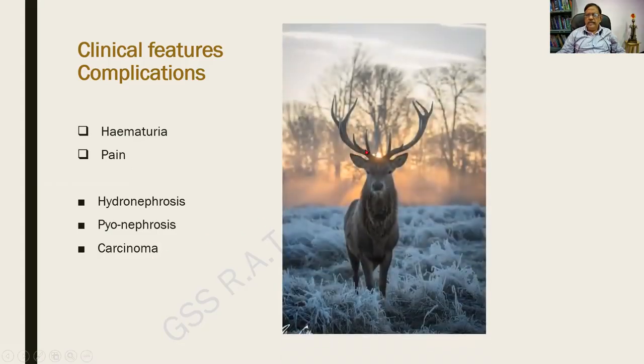And this is the typical staghorn. Stag is a deer as such, and this is a horn of it. You find that it is branching, exactly fitting into the pelvicalyceal system. So it is a kind of cast that is formed whenever there is stagnation and infection. The type of stone is called a struvite stone or magnesium ammonium phosphate. Some books call it a triple phosphate.